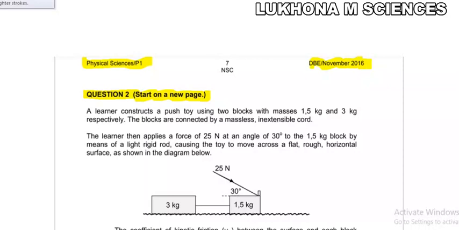Let's start with the statement and underline or highlight the most important parts of the statement. A learner constructs a push toy using two blocks with masses 1,5 kg and 3 kg. The blocks are connected by a massless cord. The learner then applies a force of 25 N at an angle of 30 degrees to the 1,5 kg block.